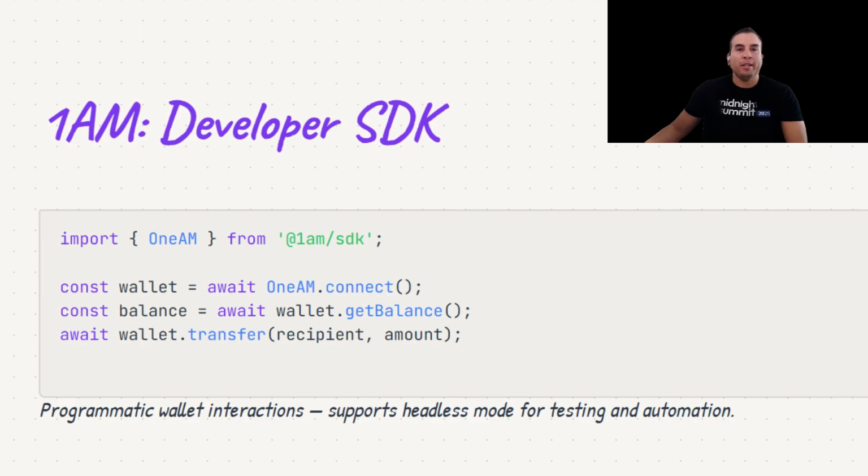Clean, minimal API. The SDK also supports headless mode for testing and CI/CD automation. So you can write integration tests that exercise wallet interactions without a browser window. Lace doesn't offer this. With Lace, you would use the CLI's Midnight Surf for the same purpose. But with 1am, you get it built into the wallet itself.